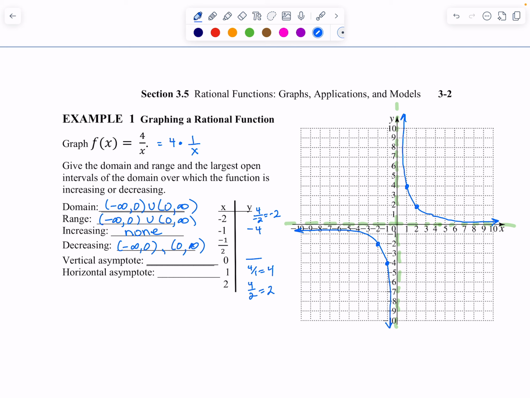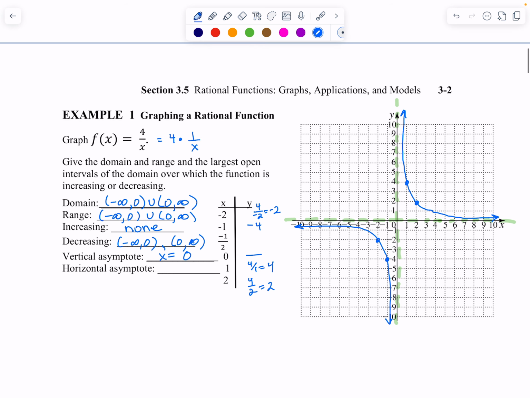The vertical asymptote, remember, a vertical line is x equals, so x equals 0. And my horizontal is always y equals, so it will be y equals 0.